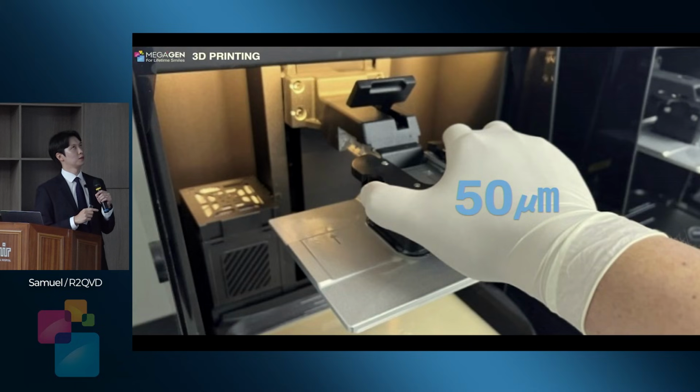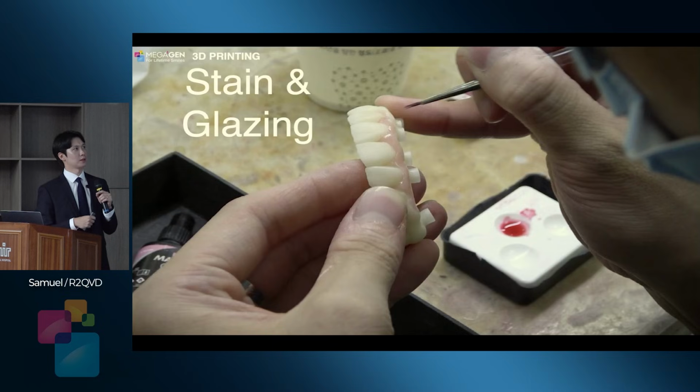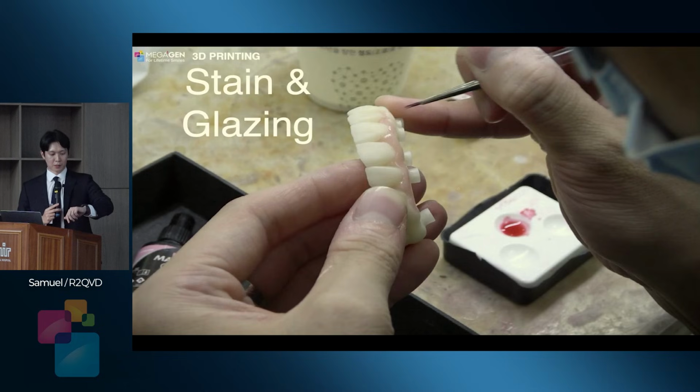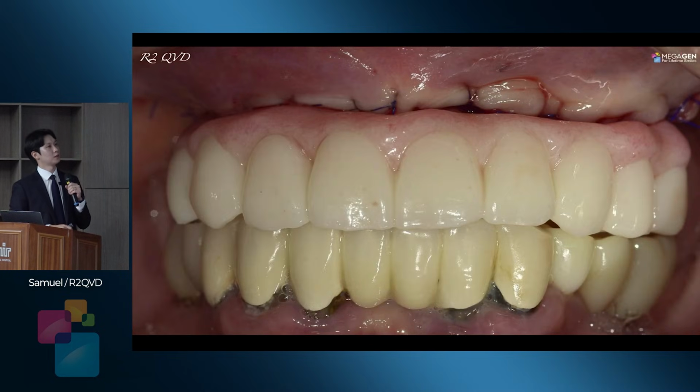And after almost 40 minutes, we get the crown, and using the glazing, we do like this. Maybe after this lecture, for some of you, we will make some crowns for your upper jaw surgery. So after that, you guys can check with the screw. Then you see, like this.